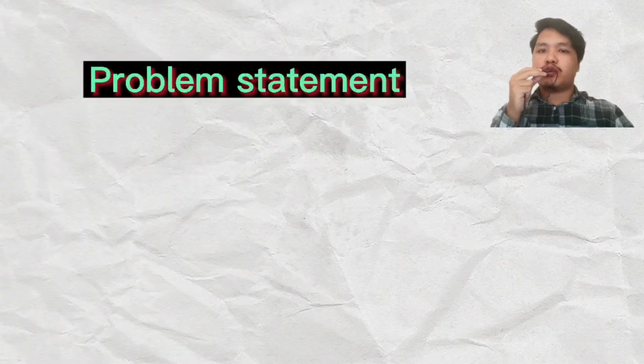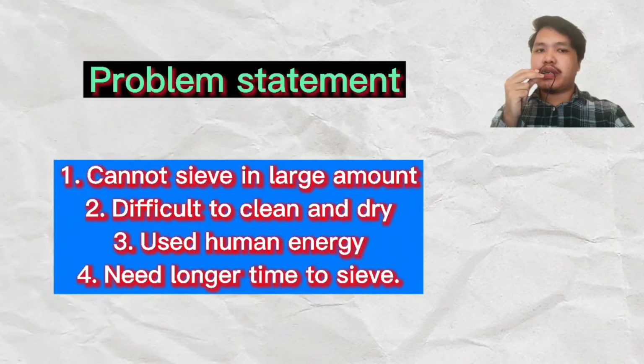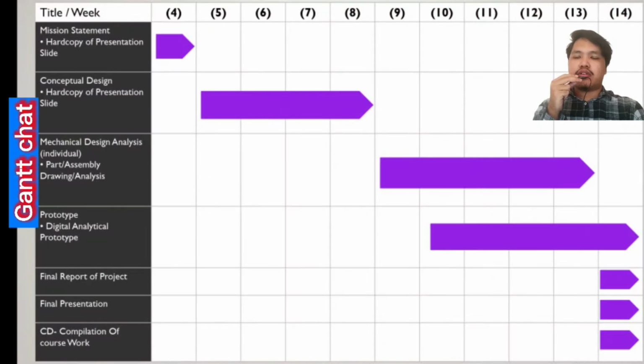Now we move to the problem statement. I will make it short. The main problem is that it cannot sieve in large amounts. The current machine is difficult to clean and dry, it uses a lot of human energy, and it needs a longer time to sieve.